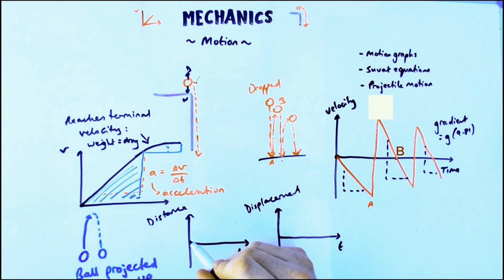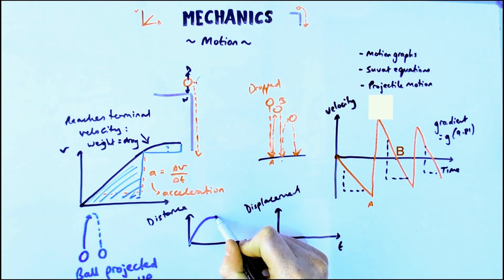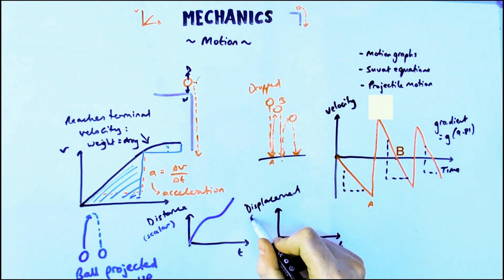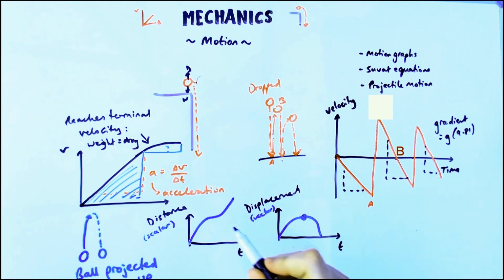Now, if I was to draw a distance and a displacement time graph for a similar situation, but this time the ball is projected upwards instead of being dropped, we can notice the difference between distance and displacement. So distance means basically how many meters does the ball cover. So in this case, it goes upwards, and then it sort of stops being a horizontal line, and then it carries on covering distances because it's a scalar. We just draw it kind of carrying on going upwards.